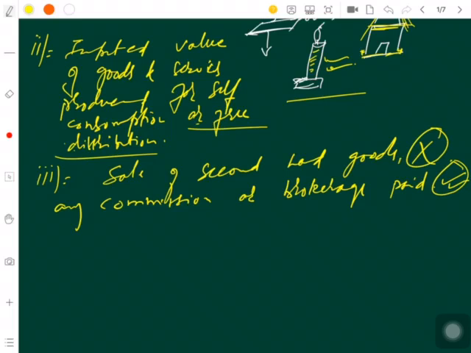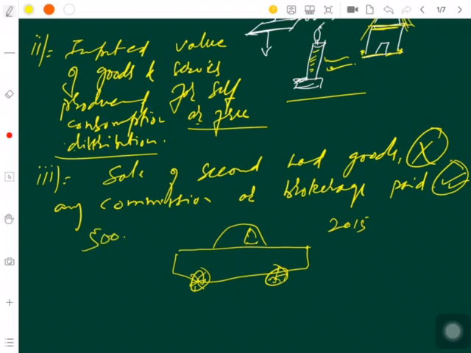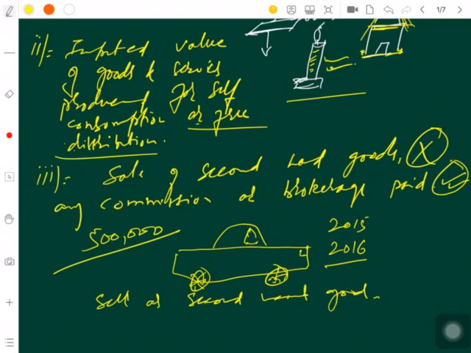I'll give a small example for it. Say I bought a car for 5 lakh rupees in 2015. This car I am driving for, say, 2 years, that is 2015 and 2016. And now I am going to sell it off as a second-hand good. So this won't be included.